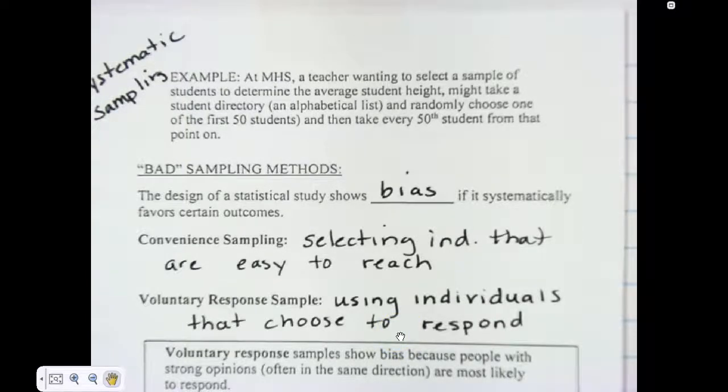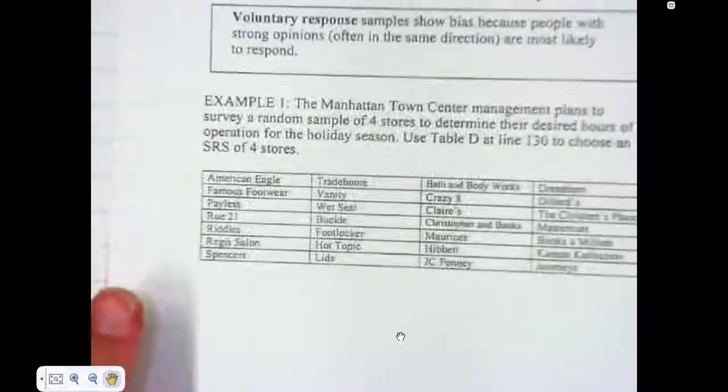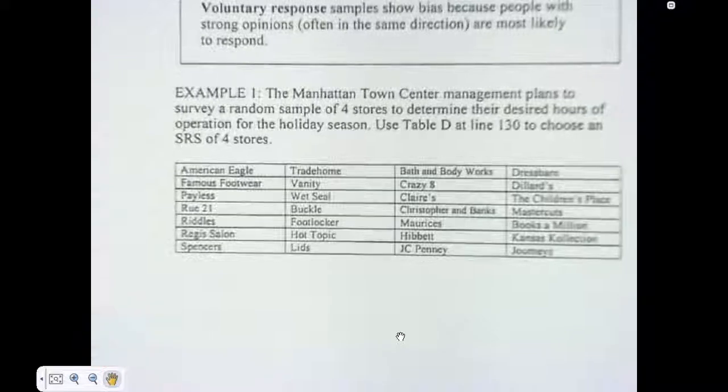Okay, now what we're going to do, we're going to continue to talk about sampling methods. We're going to start off on the bottom of page 12 and we're going to do some examples. I kind of just wanted to have the definitions and the examples separate so the videos weren't so long.